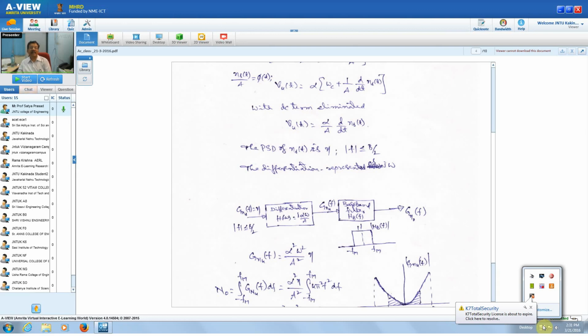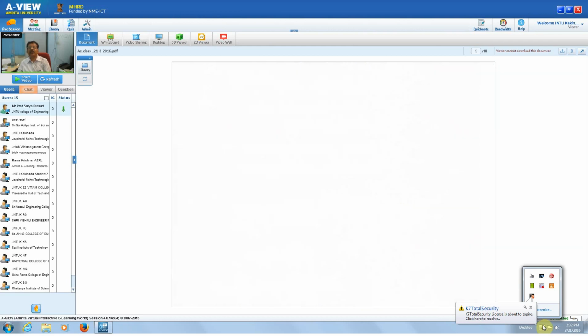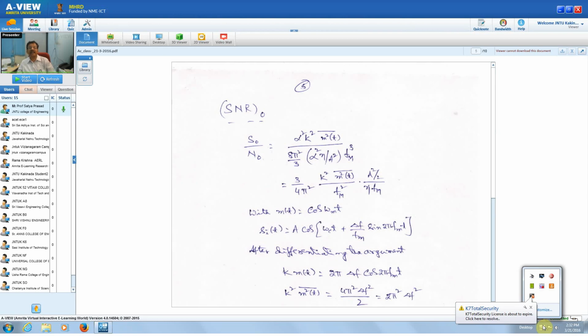So this is the noise power that we have at the output of the baseband filter, whereas the signal power is alpha square k square m square t. Therefore, we can see the ratio between the signal to noise ratio, where S0 by N0 is going to be, and we have seen that S0 is alpha square k square into the mean square value of the signal m of t, and the noise power is 8 pi square by 3 alpha square eta by A square fm cube. So this is the signal to noise ratio that we have at the output of the frequency discriminator.